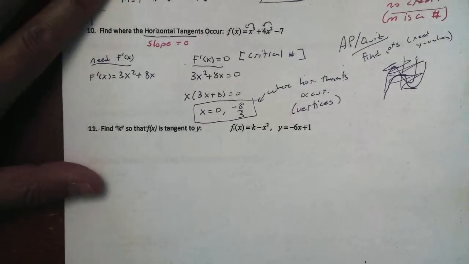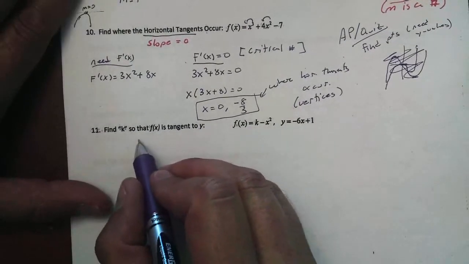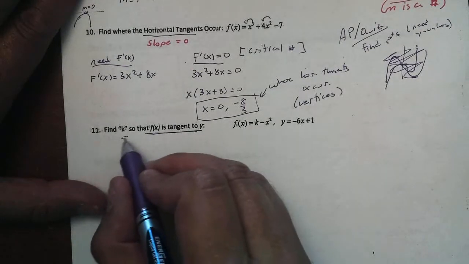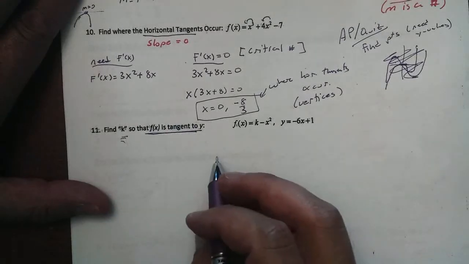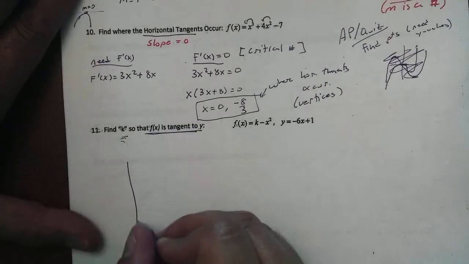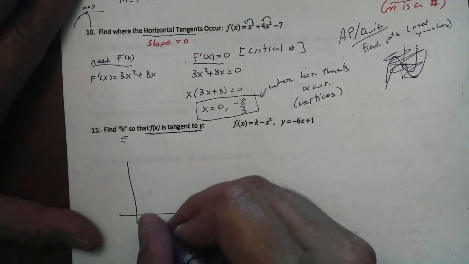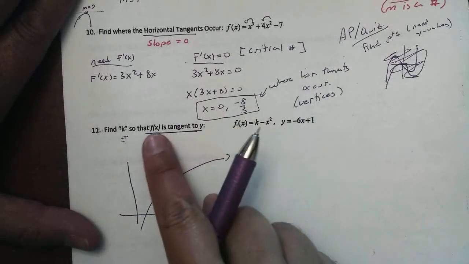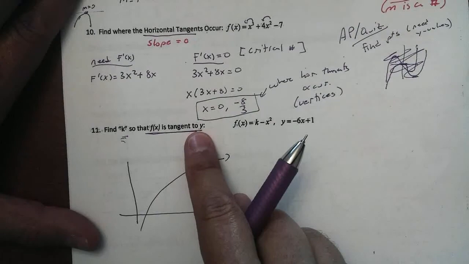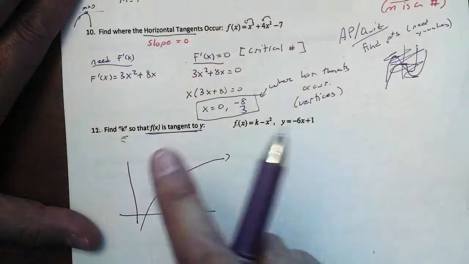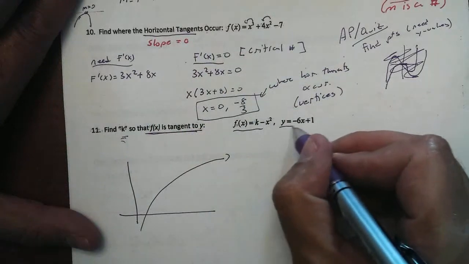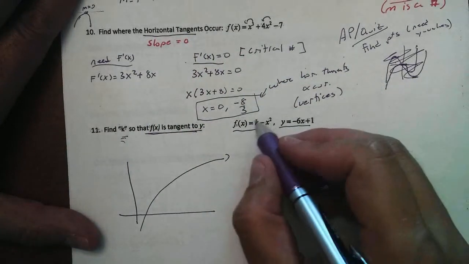All right, number 11, good application. Find k so that f of x is tangent to y. This is a big one. Make sure you get this one down. Okay, so if I were to graph this, a function f of x, we want to find a k so that the function is tangent to y. So here's the function, here's our tangent, here's y. So here's f of x.